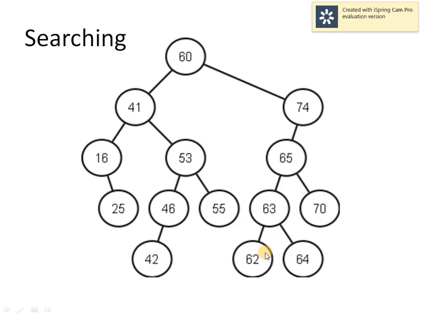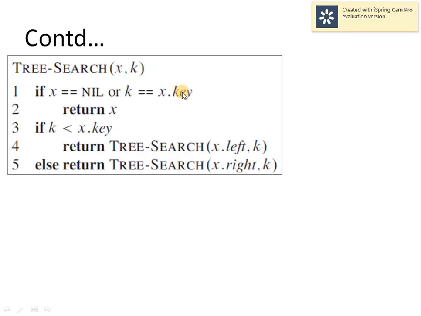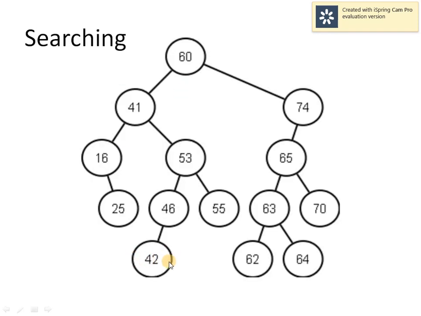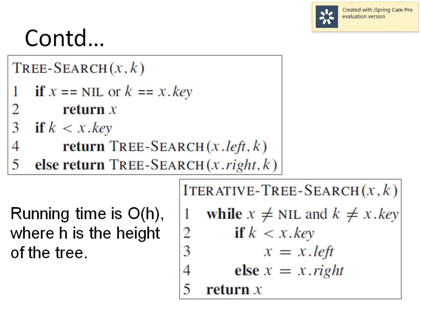Similarly, if we search for 62, we will start with 60 and then go to 74, 65, 63 and 62 or 64. So in all the three cases, we are traversing the tree from the root till the depth of the tree. In this case, the depth of the tree comes out to be 4, and we have already seen that the height of a tree is nothing but the maximum depth of a tree, and hence the running time of these two procedures.